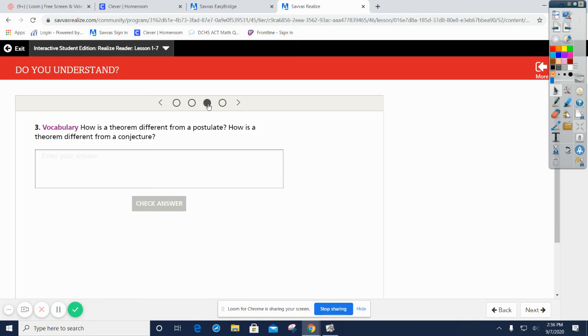And then it says, how is a theorem different than a conjecture? Well, a conjecture is just a guess. A theorem is something that can be proven. A conjecture may or may not be proven. It may or may not be true.